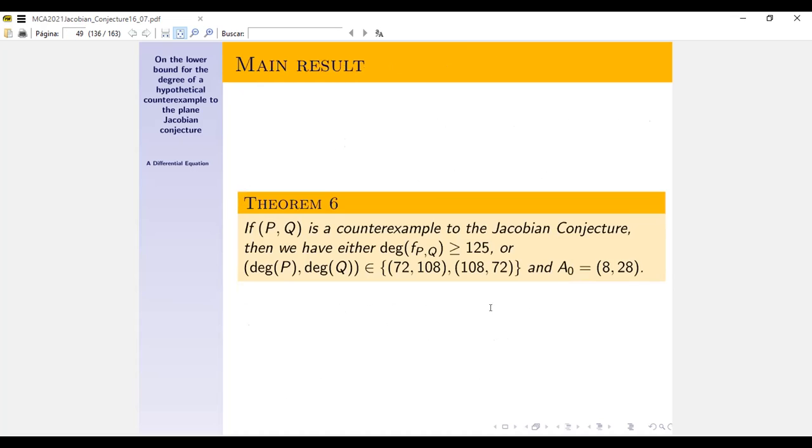So we have this theorem. The result of all this effort was this theorem. If P and Q is a counterexample of the Jacobian conjecture, then either the degree is 125 or the degree is bigger than 125, or the degree is just this example we just saw.